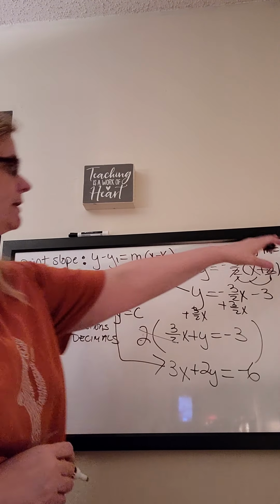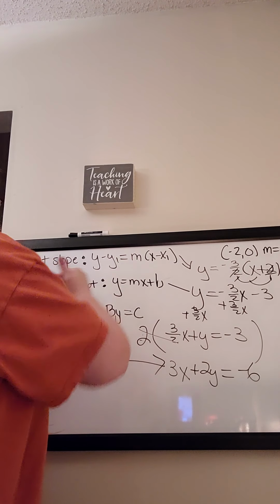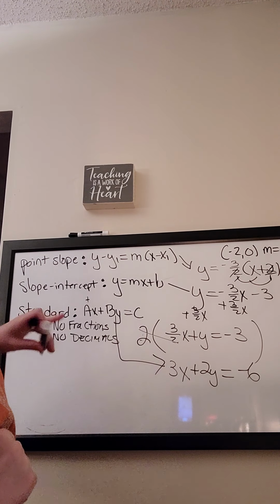So we took a point and a slope, and we made all three of these types of equation: point slope, slope intercept, and standard.